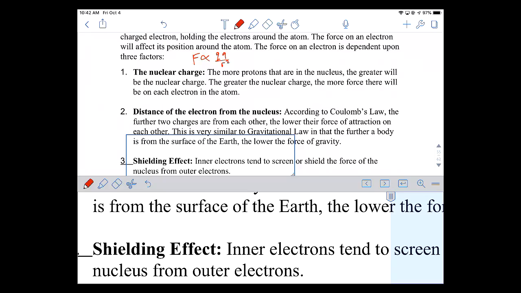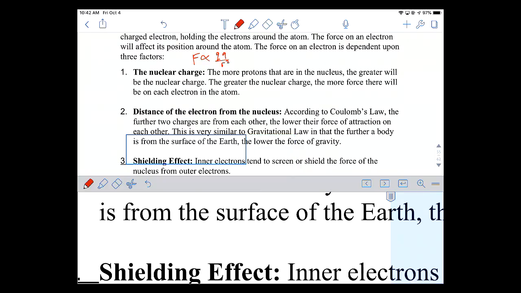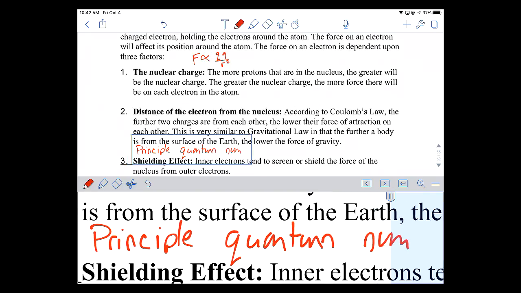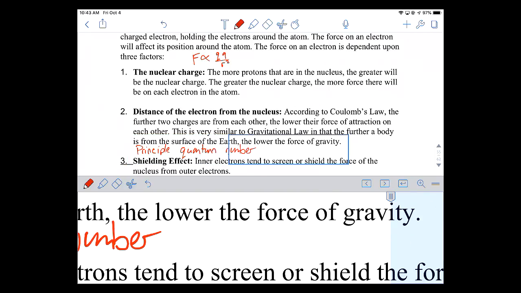So this is where the quantum effects come in: the principal quantum number is proportional to our distance.